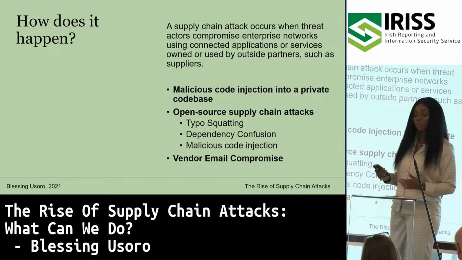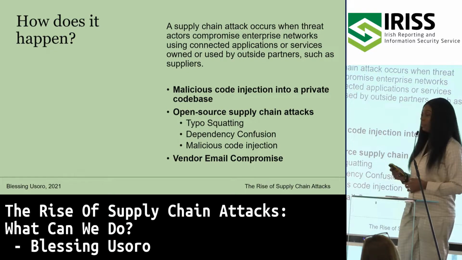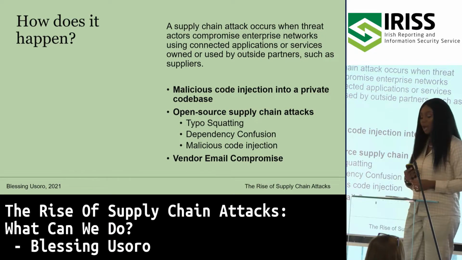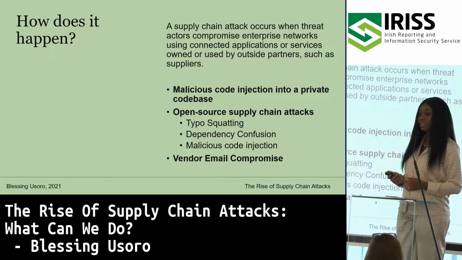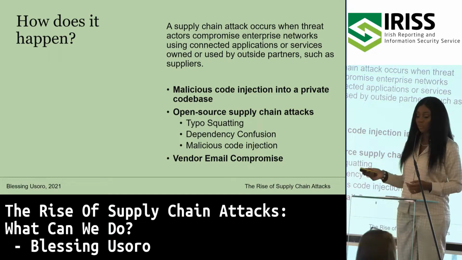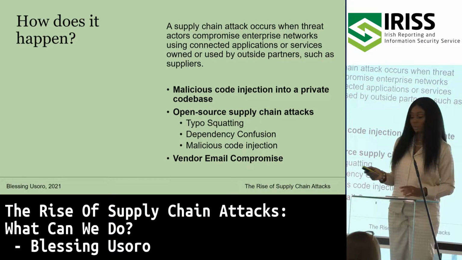I'm going to be talking through the three common types of supply chain attack. We have the malicious code injection into a private code base. We have the open source supply chain attacks. And in open source supply chain attacks, there are three different types of attack vector: typo squatting, dependency confusion, malicious code injection again, and vendor email compromise. So we're going to be looking at each of these types of attacks.